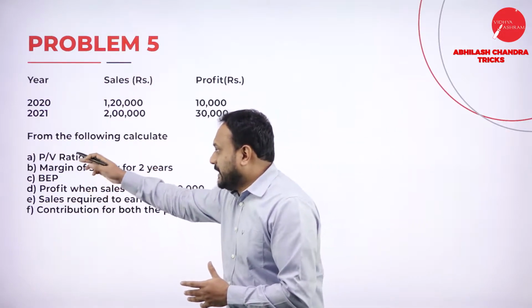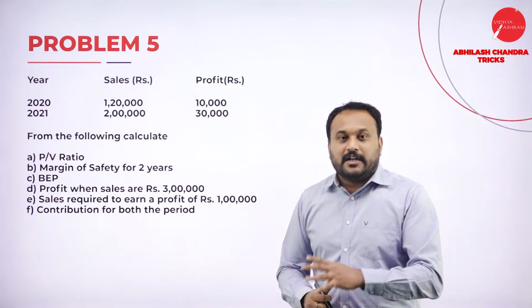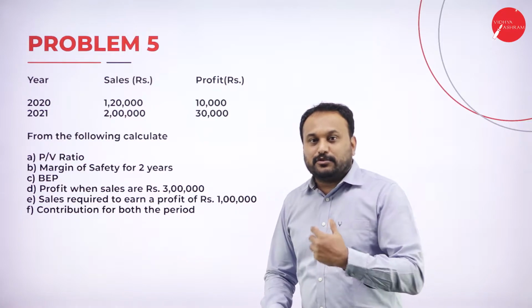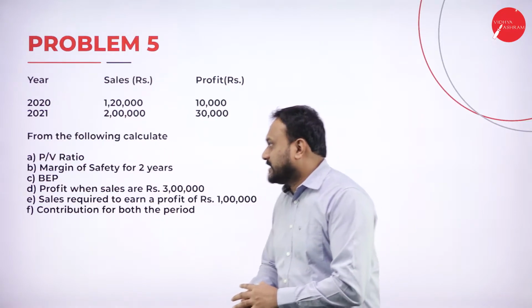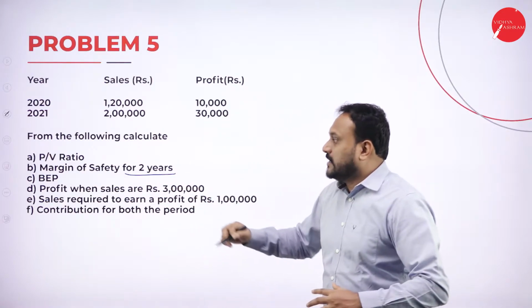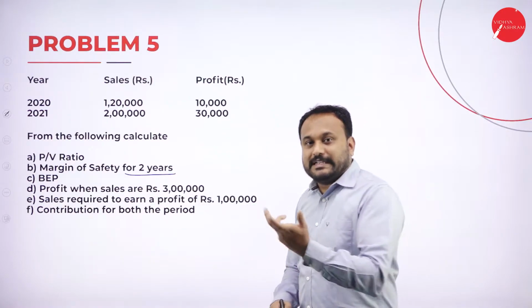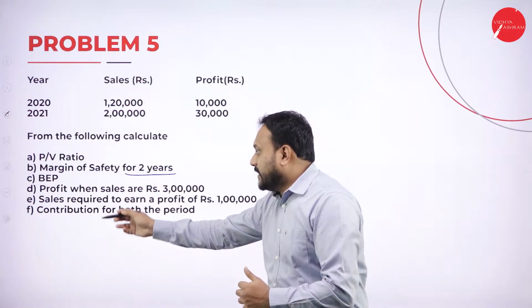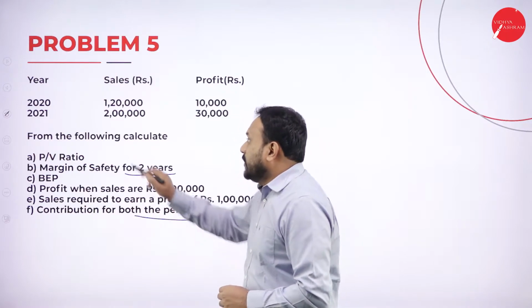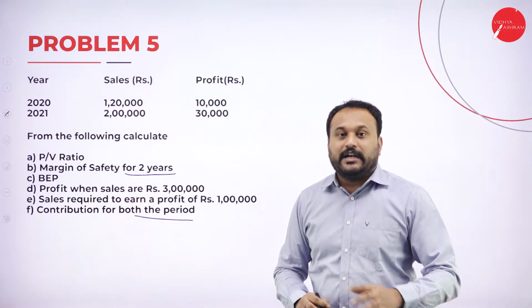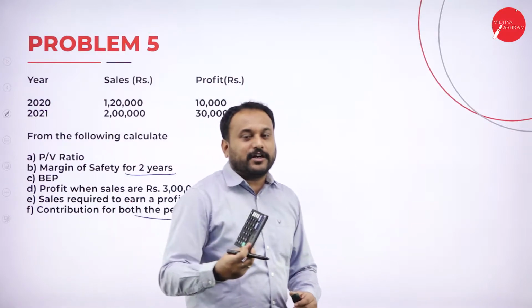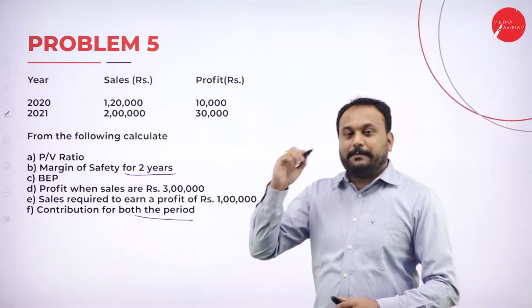Now we are supposed to find A, B, C, D, E, F. There are totally 6 sub-questions which we are supposed to compute. The first one is PV ratio. Second is margin of safety for 2 years. Next is BEP, then profit when sales are given, sales required, and the last one is contribution for both the period. When I say both the period here, it is 2020 and 2021. Let's solve the problem. You should have your calculator, the notebook and a pen which can write.